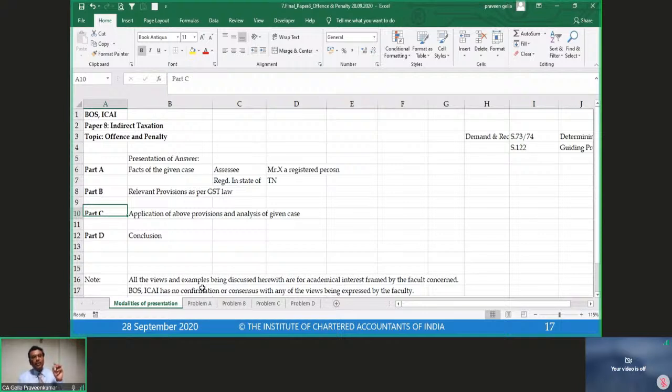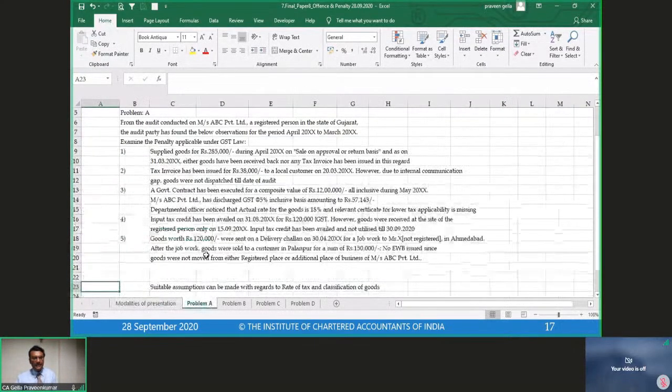Part C. I'll apply the relevant provisions to my given facts of the case, and try to analyze the given scenario. I'll apply these two and do the analysis in my part C, called analysis of the relevant provisions. Finally, in part D, I'll call that a conclusion. So this is my presentation, how I do it in my examination.